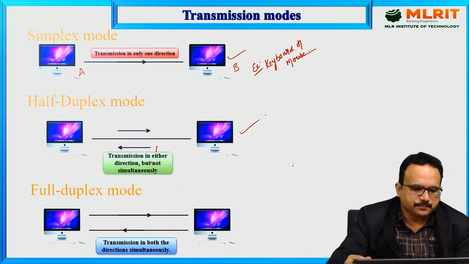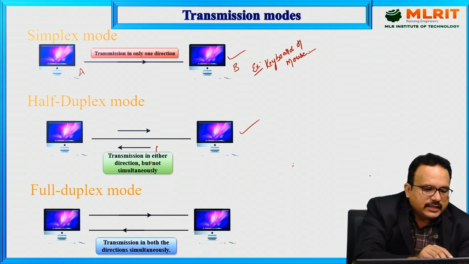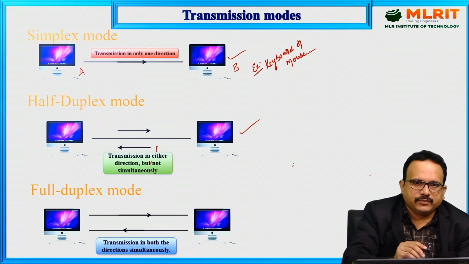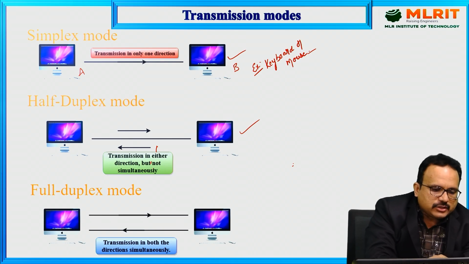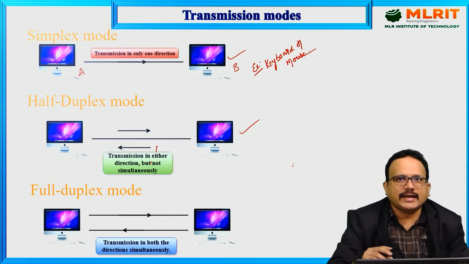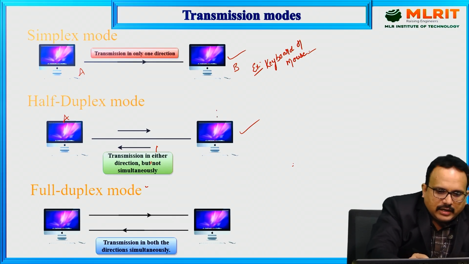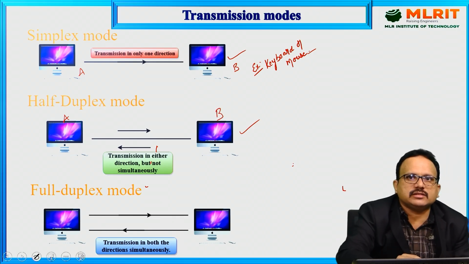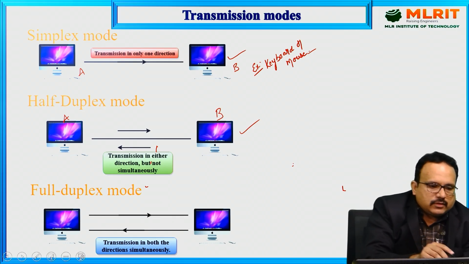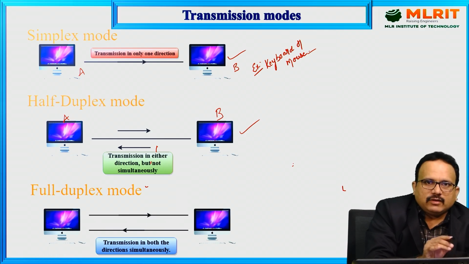Half duplex mode. The second way of transmission of data is half duplex mode. In half duplex mode, the data will be transmitted in either direction but not simultaneously. For example, if we consider A as one system and B as another system, the data will go from system A to system B or from system B to system A. The data will be transmitted only in one direction at a time, but not at the same time.